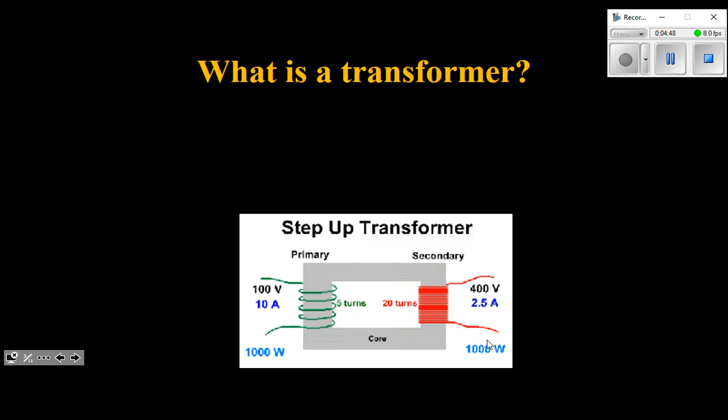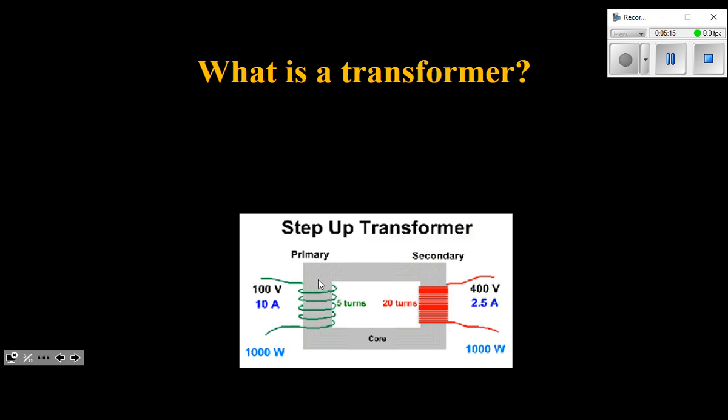On the secondary side, you can see that the voltage has been stepped up, ergo the name step-up transformer, but the current has dropped down. But if you still multiply the 400 by the 2.5, the I times the V, you still get 1,000. So that's conservation of energy. The power is going to be equal on both sides of a transformer always.